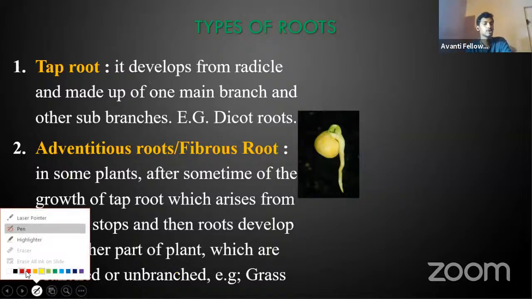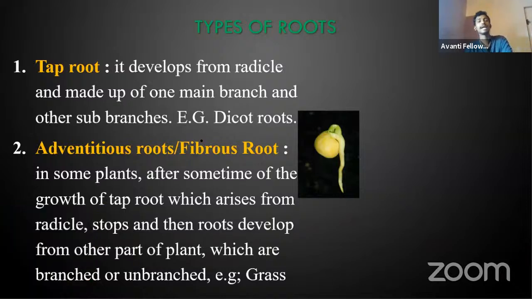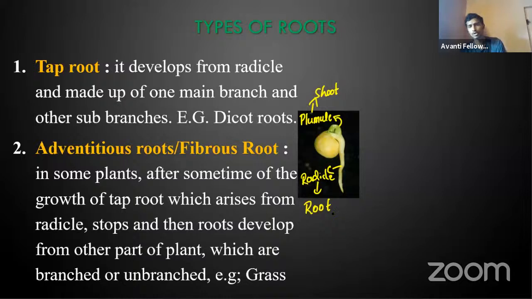Before we dive into tap and adventitious root, we just have to see what's the meaning of the radical. In a germinating seed, you can find 2 points. One from where roots will originate, and another from where shoot will develop. From where the shoot will develop, we call it the plumule. Plumule is the one from where shoot is developing, and radical is the one from where root is developing. It's easy to remember, R for radical and R for root.